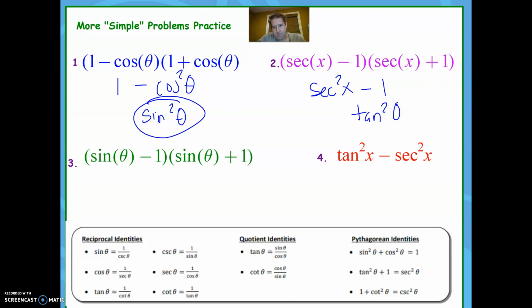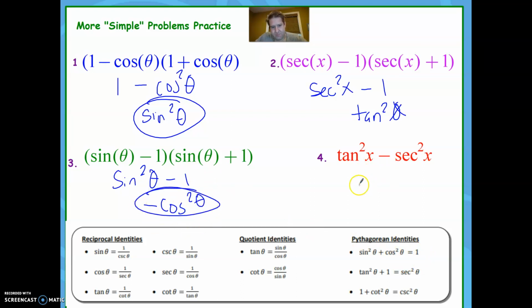Excuse me. I put theta, but it's actually supposed to be x. Sorry. This one over here, so this is going to be sine squared of theta minus 1. And which Pythagorean identity is that? This one right here. So if you move the 1 to the other side, move the cosine to the other side, then you've got negative cosine squared of theta.